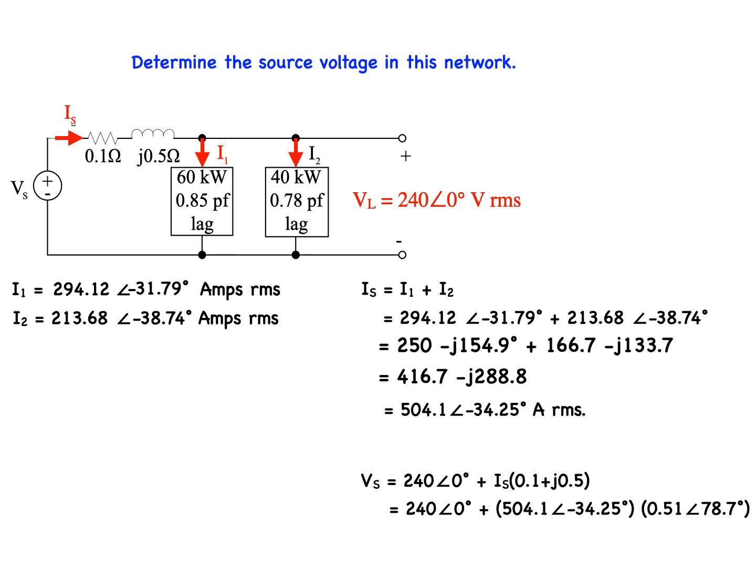Multiplying these two polar coordinate phasors gives us 257.04 at 44.44 degrees plus 240 at 0 degrees. And I won't bore you with the step of converting the polar to rectangular coordinates and back again. The final answer is 460.17 at 23.02 degrees volts RMS. Or in nice round terms, it's 460 volts at 23 degrees. And that does it for this problem.